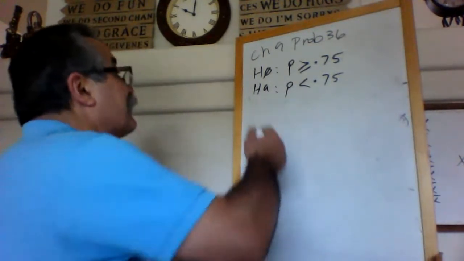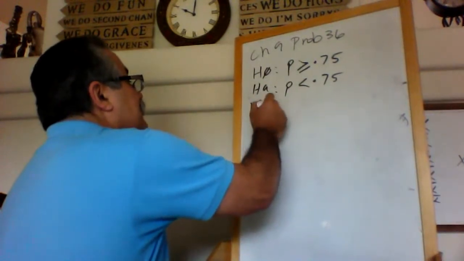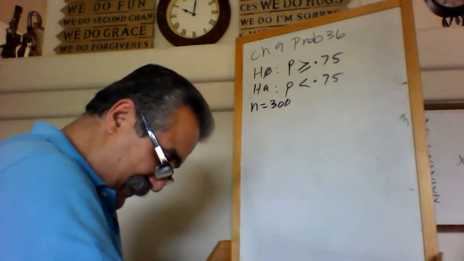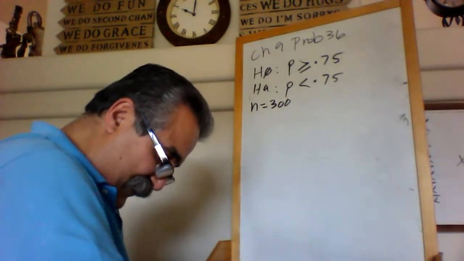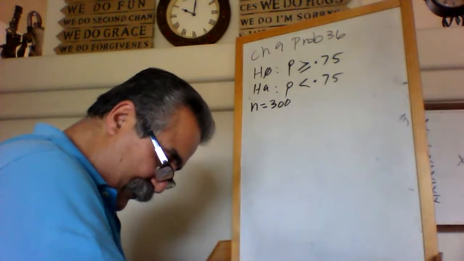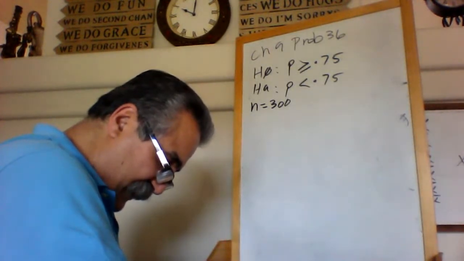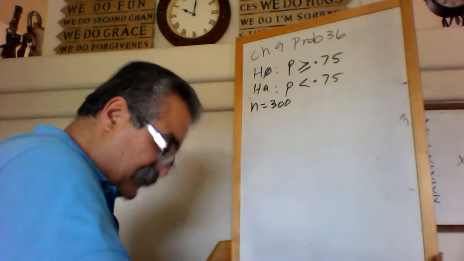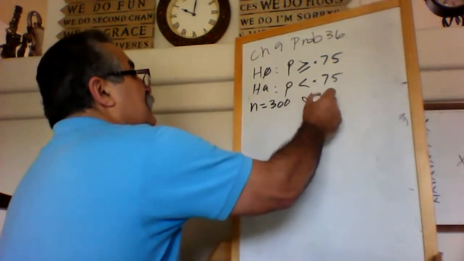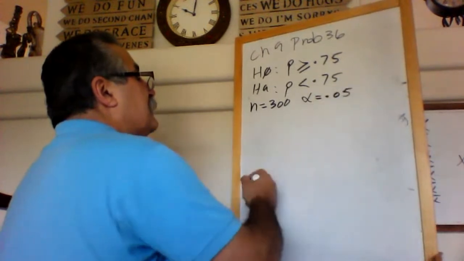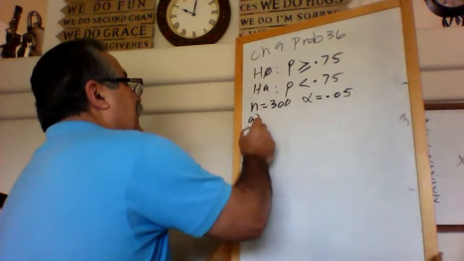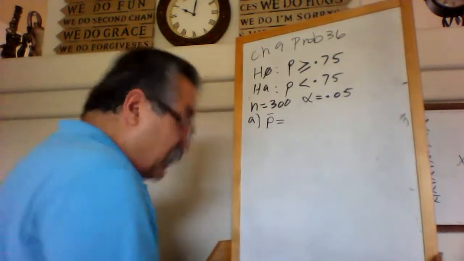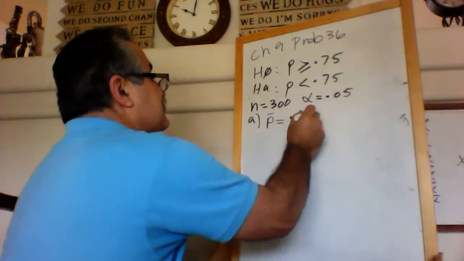A sample of 300. So n is equal to 300. Compute the p-value, state your conclusion for each of the following sample results. Use alpha equal to 0.05. And for part A, they want us to use lowercase p bar equal to 0.68.